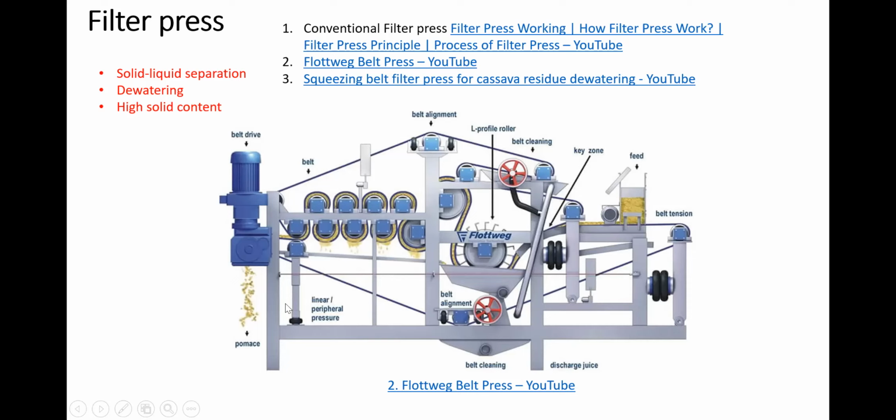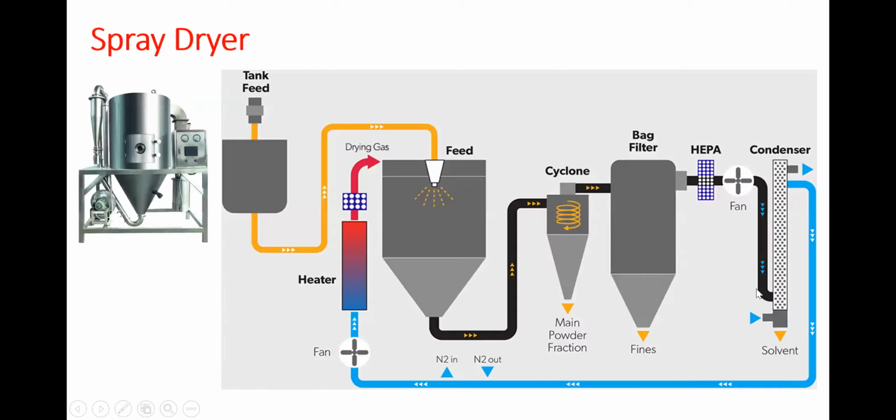the pomace coming out here, and the fruit juice discharged at the other end. Okay, another very interesting belt filter press is for removing water from cassava residue, cassava, ubi kayu in Malay language. I strongly encourage you to watch that also.